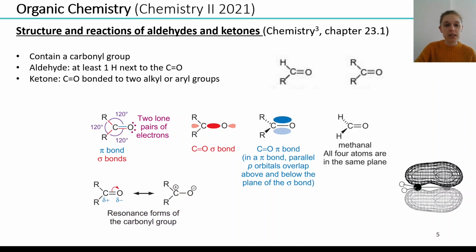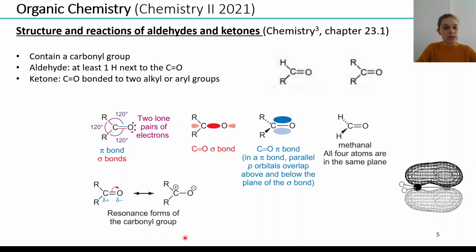polarized. And this polarization results from the difference in electronegativity. So we know that the oxygen atom has a higher electronegativity compared to the carbon atom. And hence, electrons are attracted towards the oxygen. And therefore, the carbon atom is partially positively charged, while the oxygen atom gets partially negatively charged. And therefore, nucleophiles will attack this carbon atom, while the partially negatively charged oxygen atom will react with electrophiles.